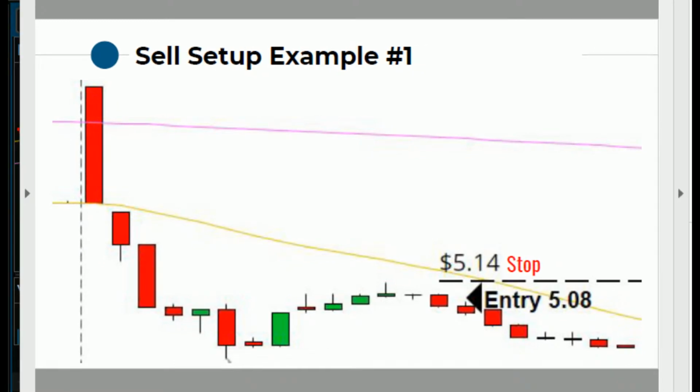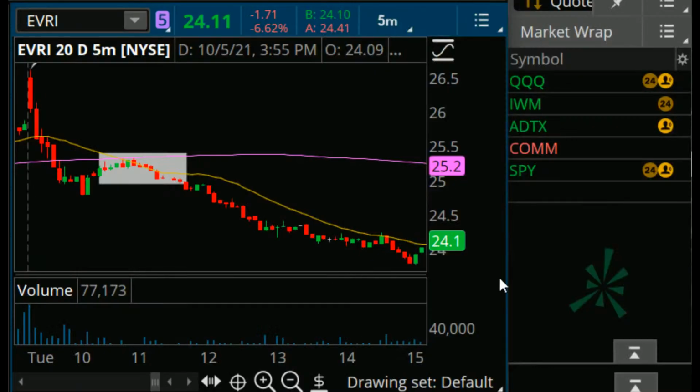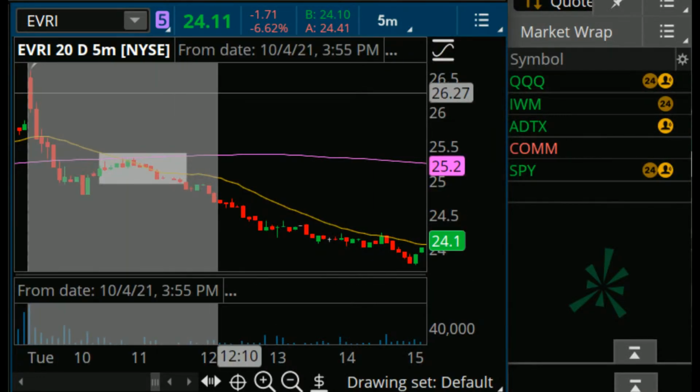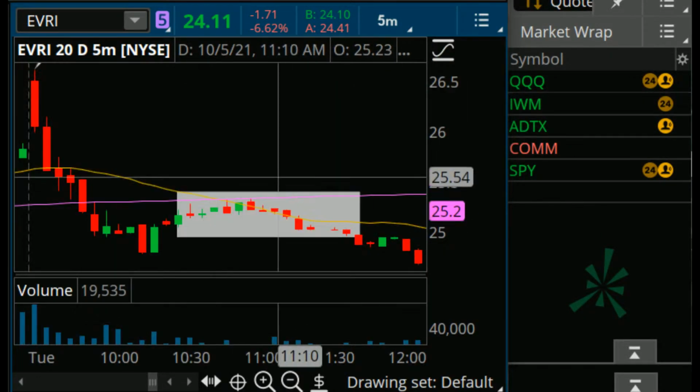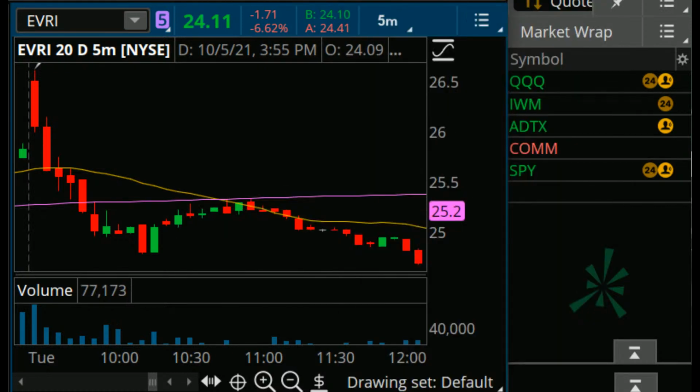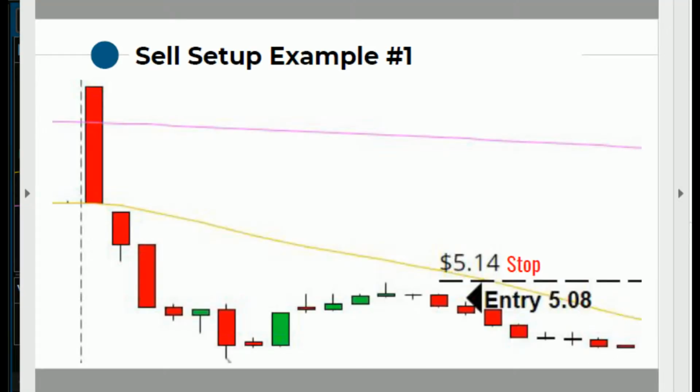So there's the sell setup example from last week. I don't remember what the symbol was for this one. And then here's the EVRI. The similarities would probably be a little bit more obvious if they had the same background, but if you're familiar with charts at all, you can see how similar they were. Both gap ups that got sold.